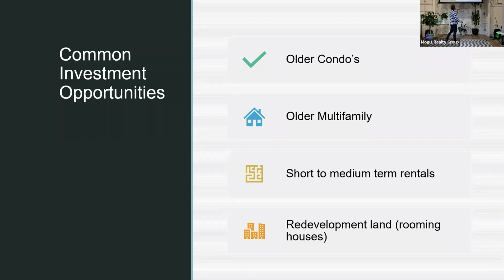Number one, older condos. Have you guys ever seen those too good to be true deals? They're under $100,000. You're like, holy, this is awesome. This is like a down payment. I own the whole thing. All right. You have to be cautious with the older condos.